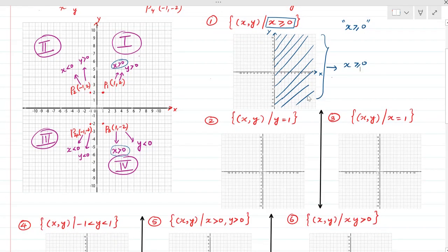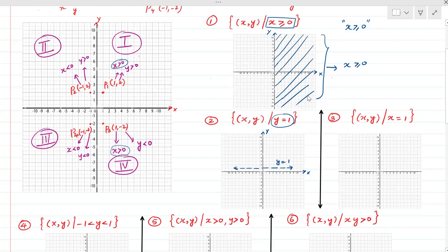Let us go with the next one. The given set in the x, y coordinate system is y equal 1. So this is the y-axis, this is the x-axis, and we have to draw y equal 1. Where is y equal 1? This is the y equal 1 line. You have to draw only the line. So this is y equal 1.